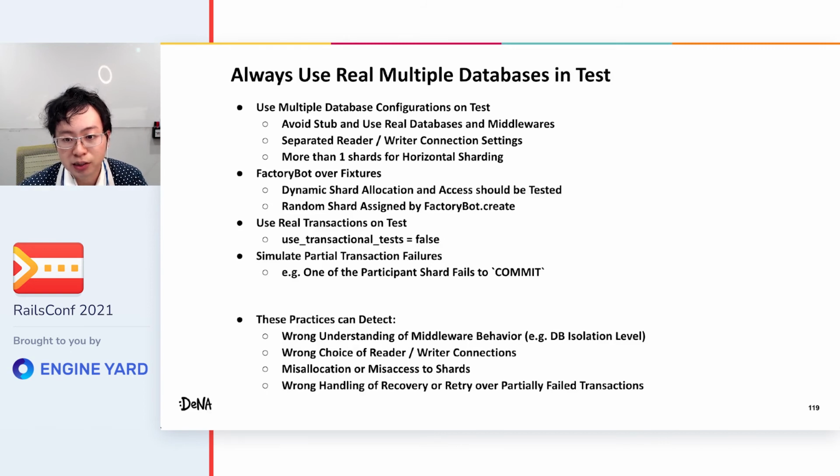These practices can detect wrong understanding of middleware behavior, wrong choice of reader-writer connections, misallocation and misaccess to shards, and wrong handling of recovery and retry over partially failed transactions.